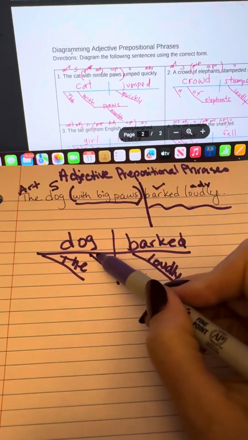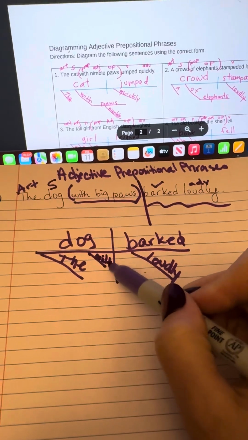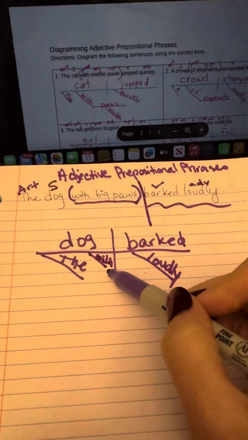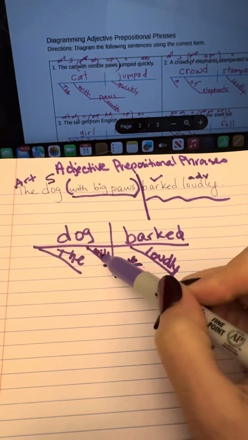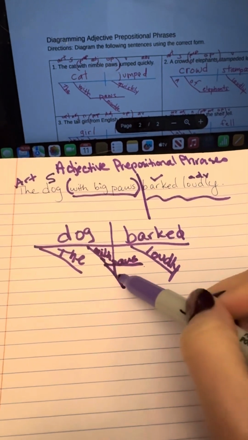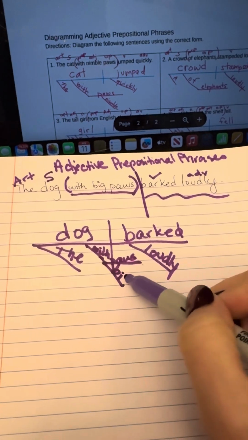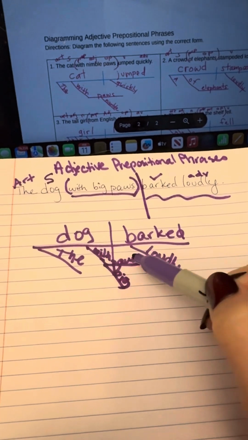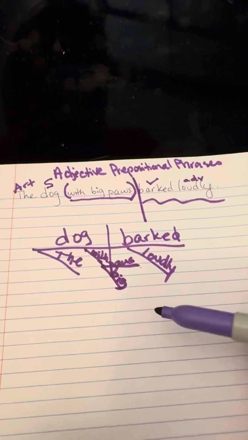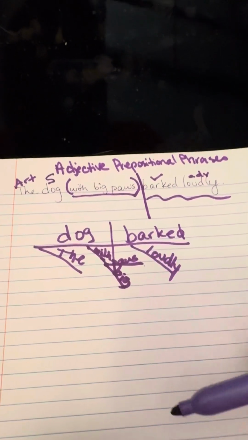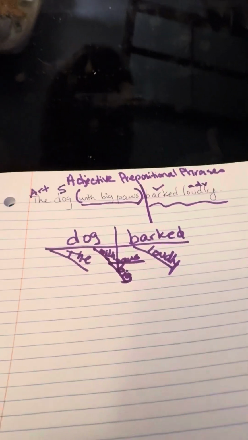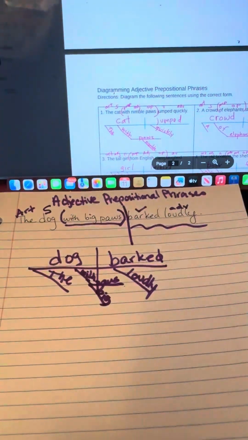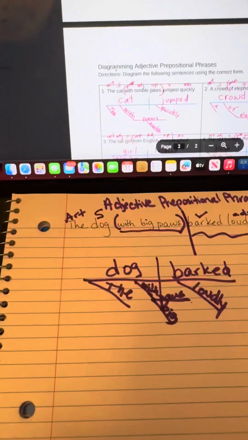So I put with, and then what kind of paws? Remember, with, sorry that it's on the line. With, what kind of paws? Big paws. With big paws. Just make it on the other side of the line. Okay, so that's the only extra step you had to do, is do the prepositional phrase. But how do I know how to do that? Well, I need to find the prepositional phrase first.